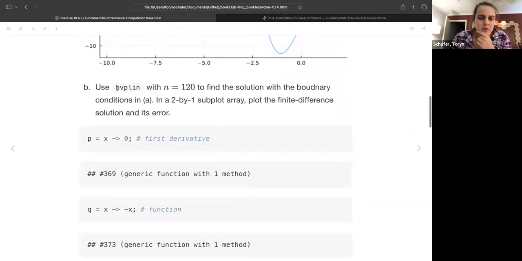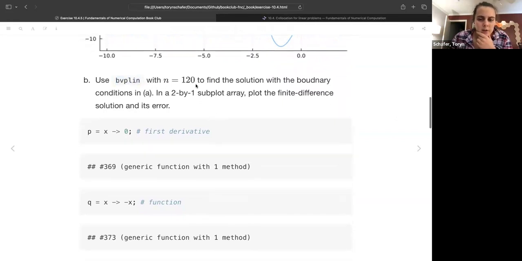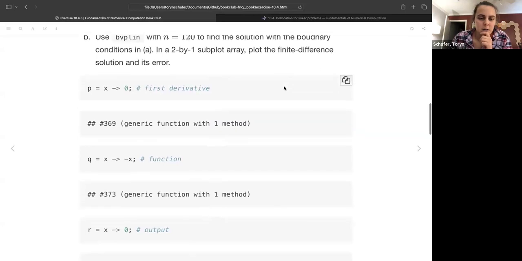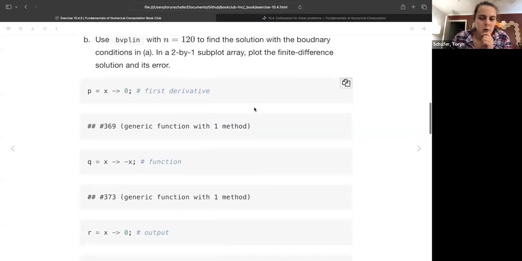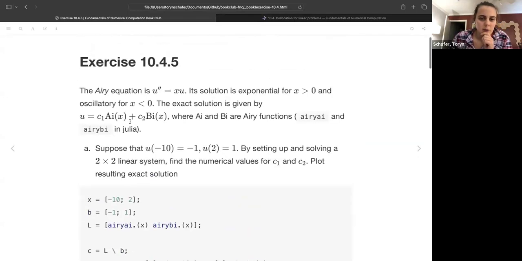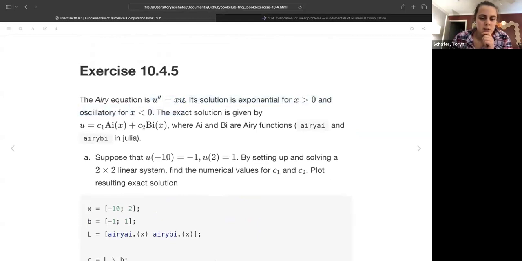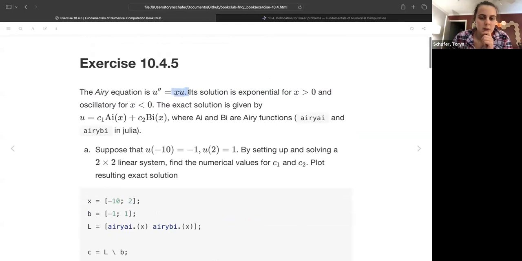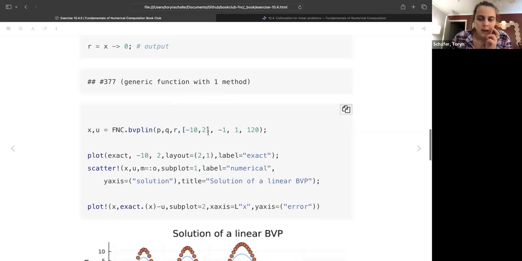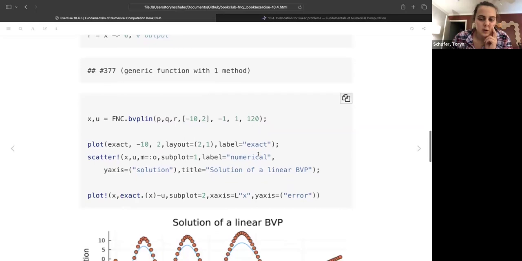Now it says use the boundary value problem linear function with 120 nodes, and also plot the finite difference solution and its error. Okay, so here are my coefficient functions. There's no first derivative in this system, so that coefficient function is 0. We have to move the term to the left, so minus x is the coefficient function for this component, and then the response function is 0. Okay, so we have those three functions. We have the domain, the boundary value constants, and the number of nodes, 120.